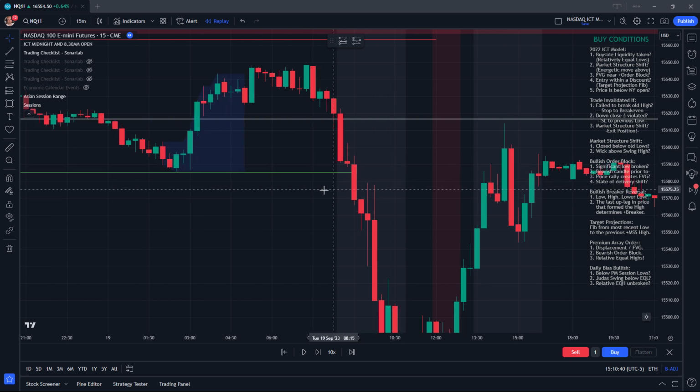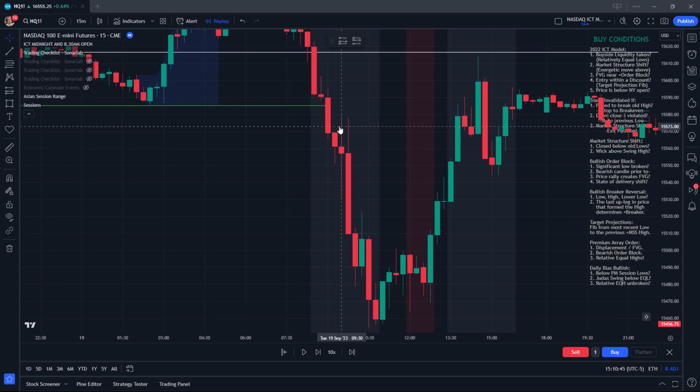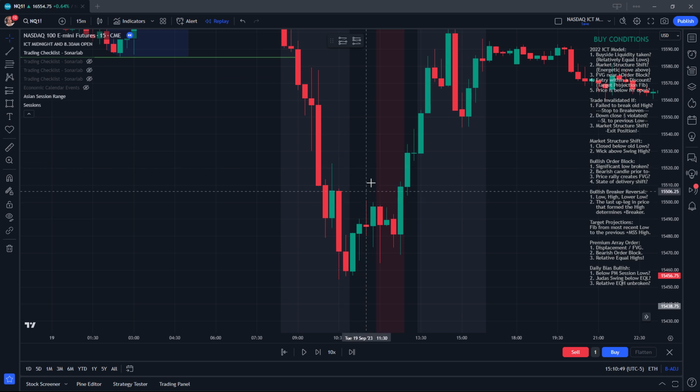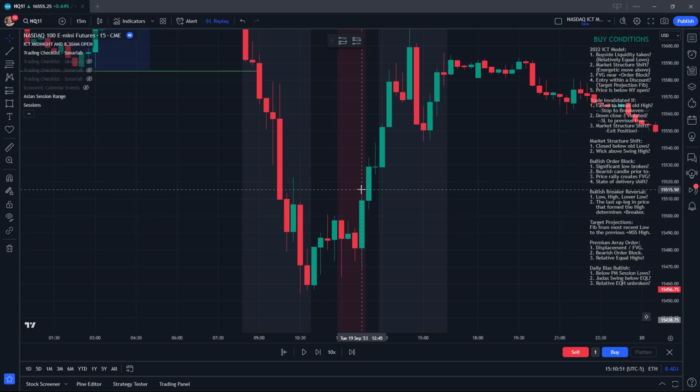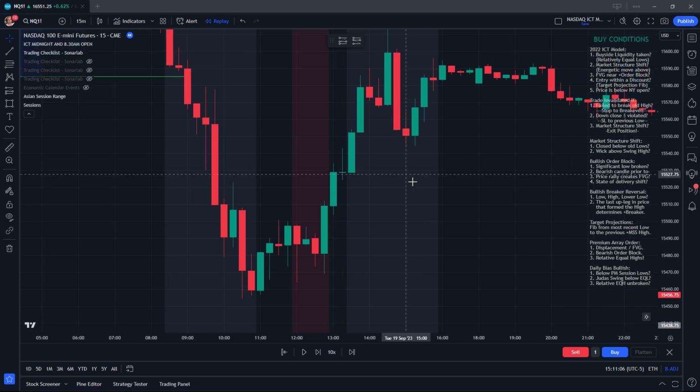Okay, so this is buy side delivery being taken. Now we've got to wait for a market structure shift. Doesn't happen. Okay, finally here we get our market structure shift. Probably, this is 15 minutes. If we were looking at this on a 3-minute, we might see that 3 candle pattern here. So maybe we'll be looking at this as our market structure shift.